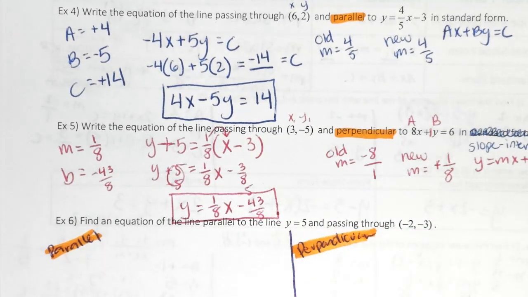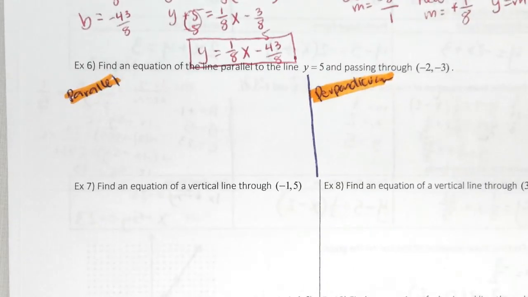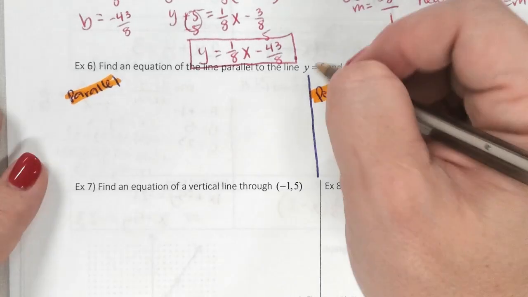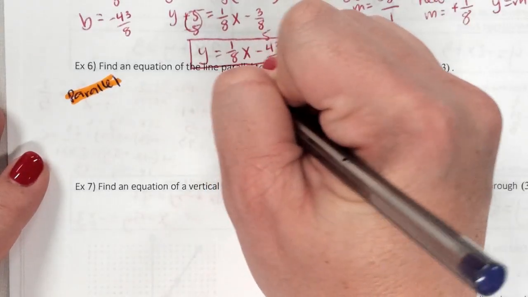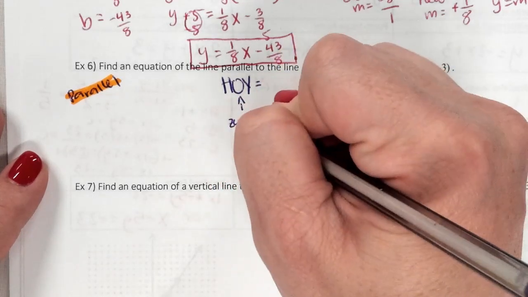Okay, so it says, find an equation of a line that's parallel to the line y equals 5 and passes through (-2, -3). Well, y equals 5, what is that missing? What does it not have in its equation that all the other ones have had today? There's no x. Yeah, so this is a special case, y'all. When it has one letter, it's a special case. And it's y, so this is a Hoy equation, which means it has a 0 slope.